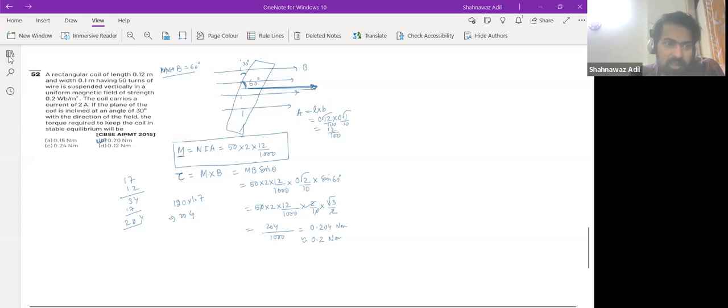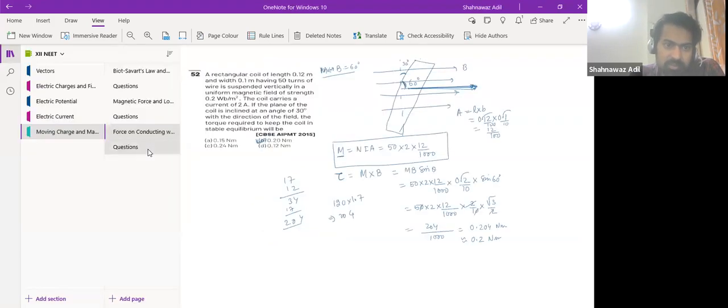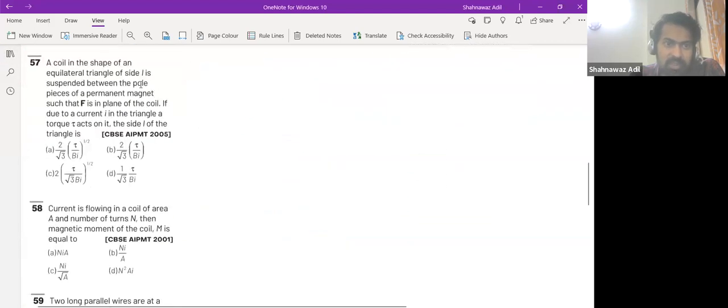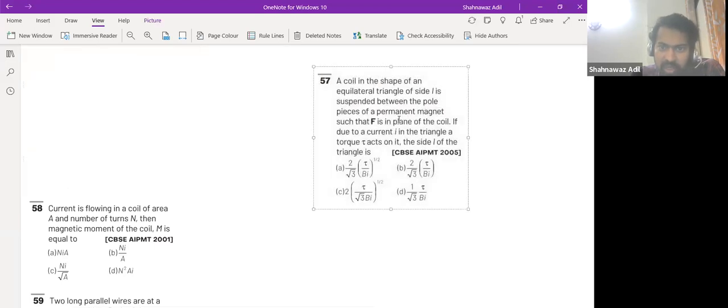Then let us. A coil in the shape of an equilateral triangle of side L is suspended between the poles of a permanent magnet such that the field is in the plane of the coil. If due to a current I in the triangle a torque acts on it, the side L of the triangle is, right? So we have to find out the side L of this equilateral triangle. Let us find that out.